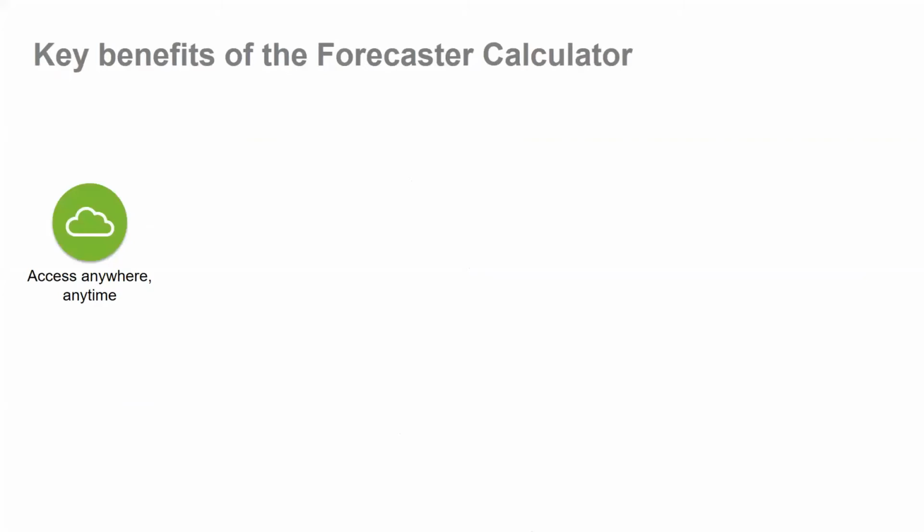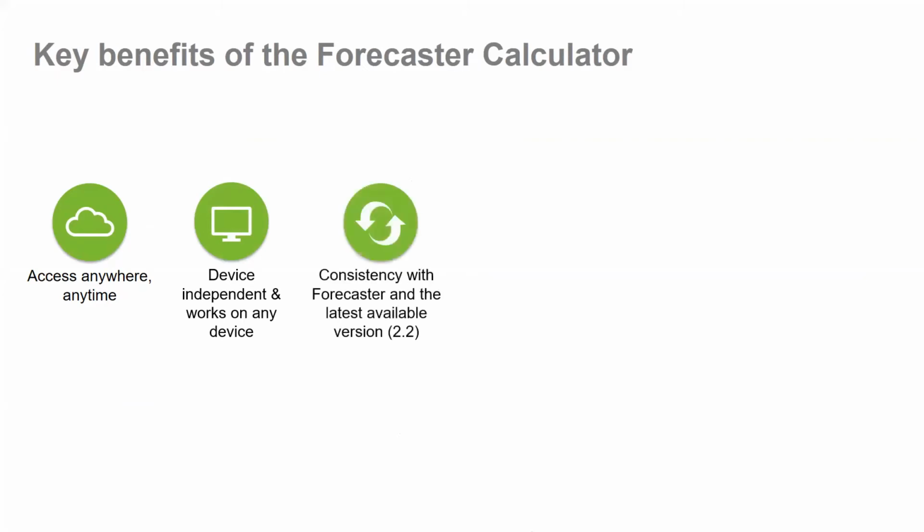The key benefits of the Forecaster Calculator are that it's online delivery. It's accessible anywhere, anytime. The calculator is hosted with Integral, who provide the Atlas Forestry solutions, and they will provide you with any support you need. It is device independent as it is browser-based and accessible via tablet, laptop, and desktop. It is consistent with the expert version of Forecaster.